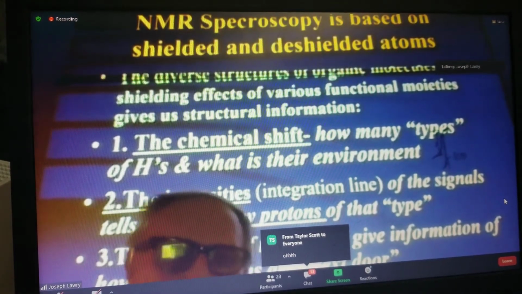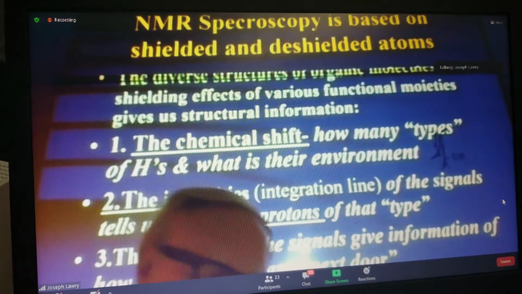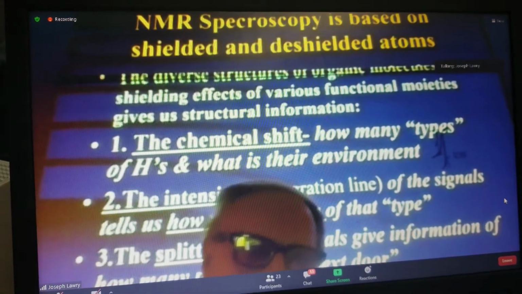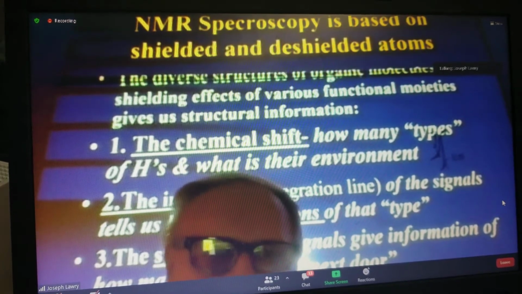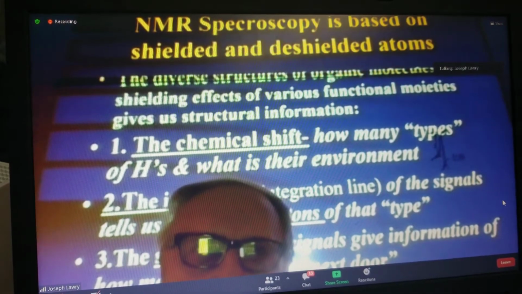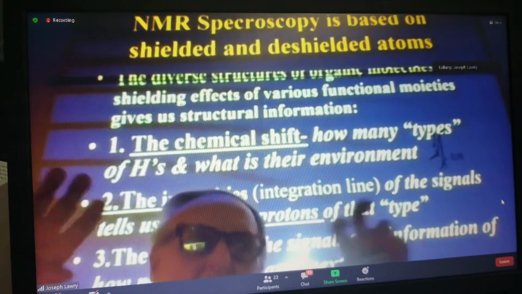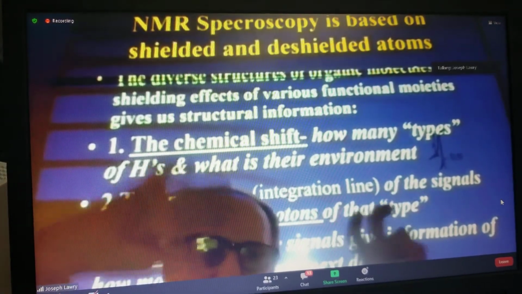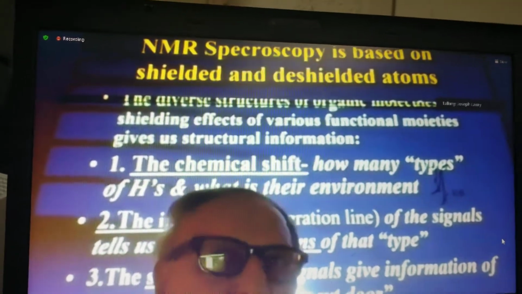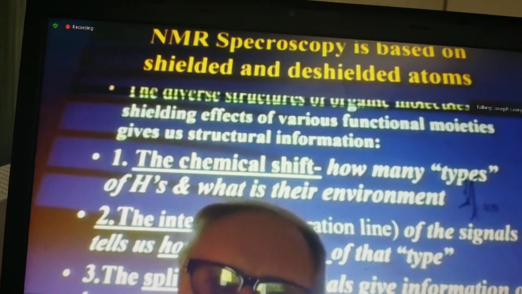Now, here's what's hard to remember. There's an n+1 rule, and I want you to write this down and be able to look at it easily while we're talking. Write this rule down. It's the n+1 rule. If there are n protons on a carbon directly attached to the carbon where our hydrogens are attached, if there are n protons next door, the signal will be split into n+1 peaklets, little peaklets.